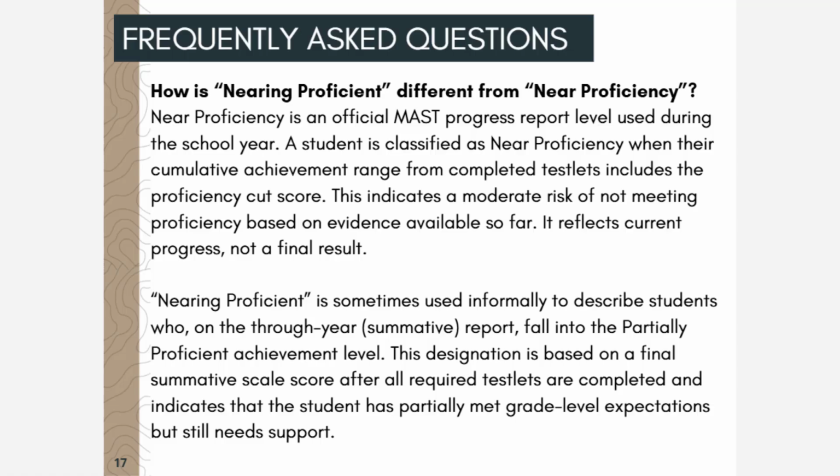Nearing proficiency is sometimes used informally to describe students who, on the through year or summative report, fall into the partially proficient achievement level. This designation is based on the final summative scale score after all required testlets are completed. It indicates that the student has partially met grade level expectations but still needs support.